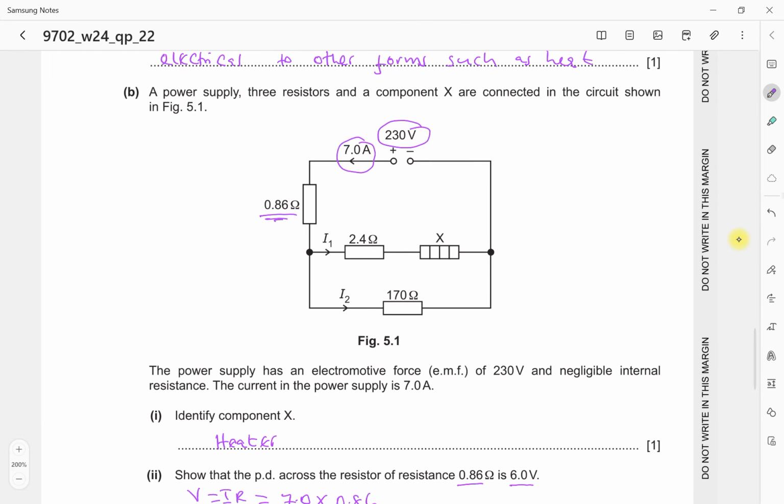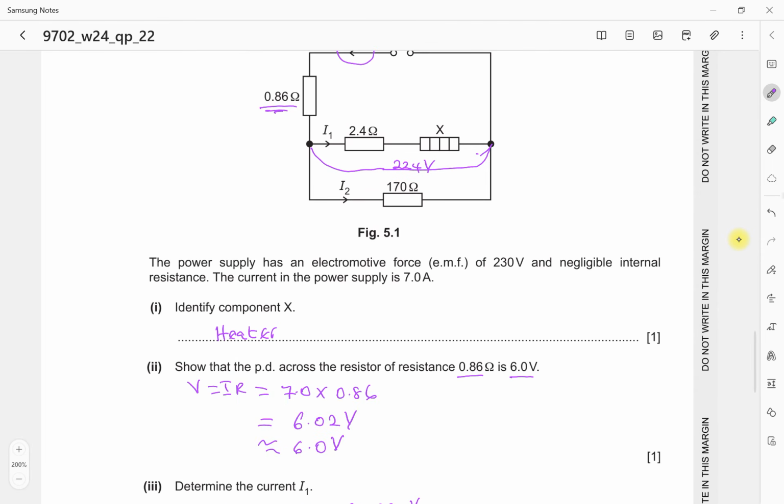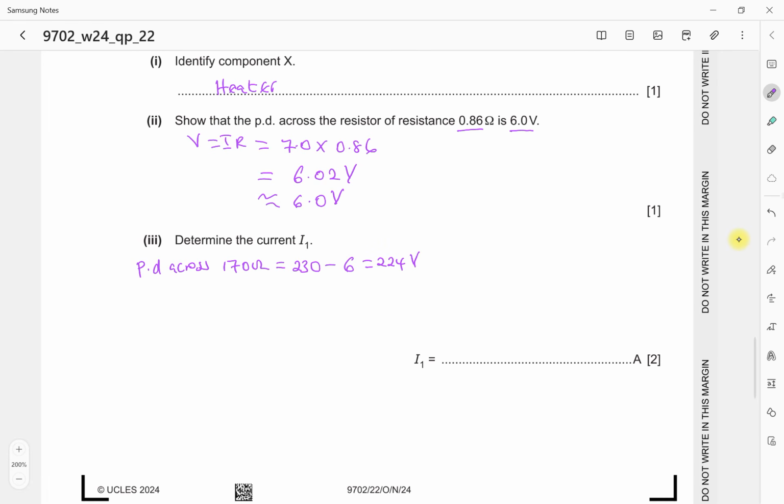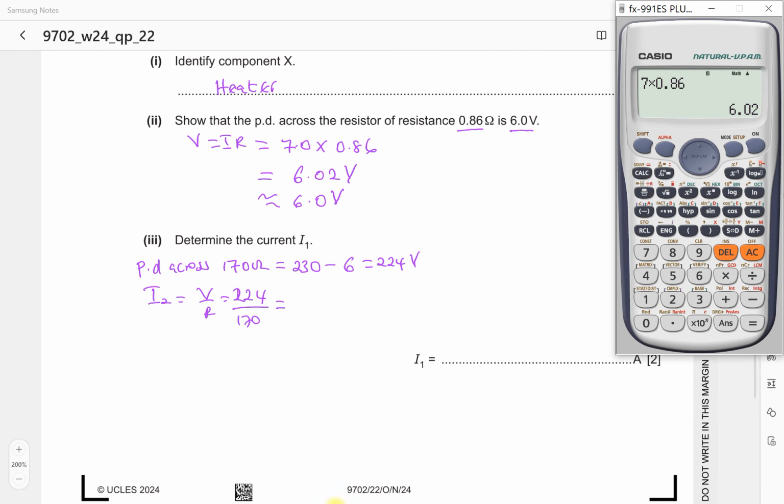So the PD across these 2 points is 224 volts. It means I can now say the current I2 is going to be, of course, V over R, which is 224 divided by R, which is 170. I2 is going to be 224 divided by 170. That's 1.32.